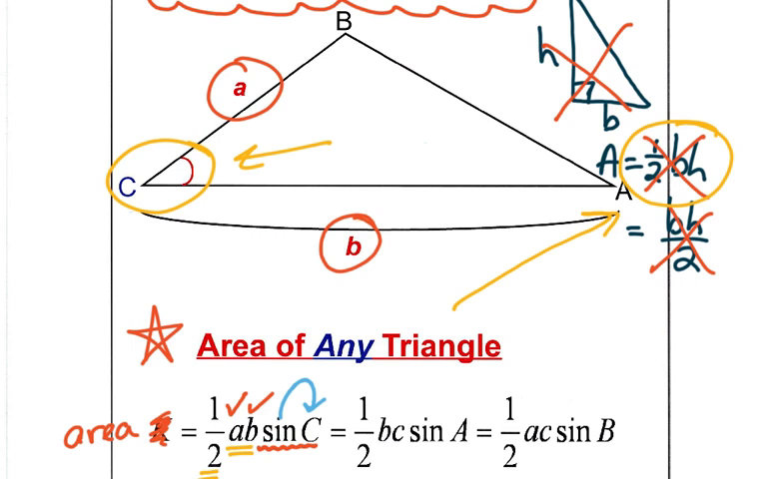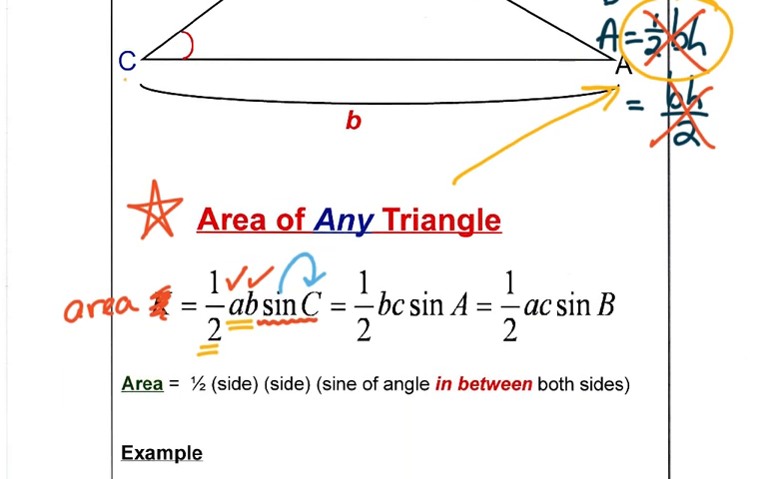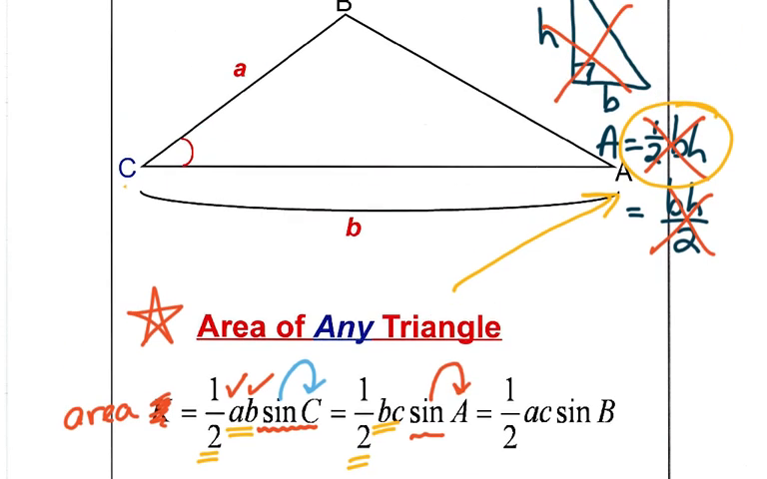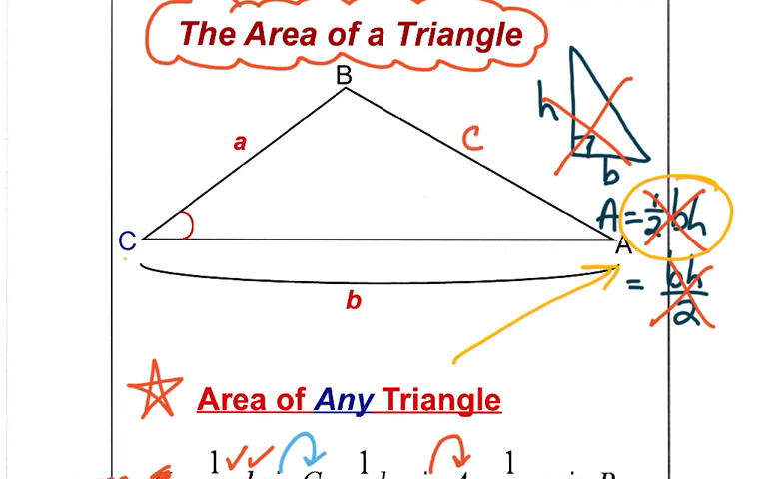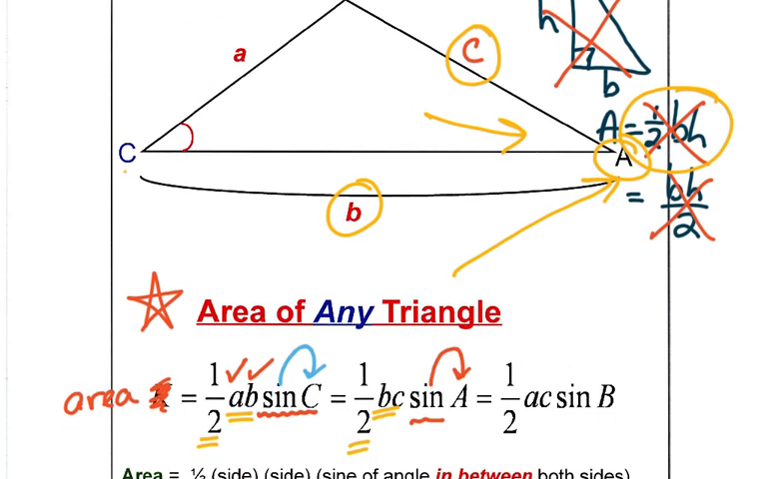Here's another version. What if you don't want to use those two sides in that angle? That's okay. Let's use side B and C. So look down here in the formula. It's 1/2 B times C times the sine of the angle in between, sine of A. So again, look up here at the picture. If we label this side C over here, this would be B times C, 1/2 of that, times the sine of the angle in between. And the angle in between is A.